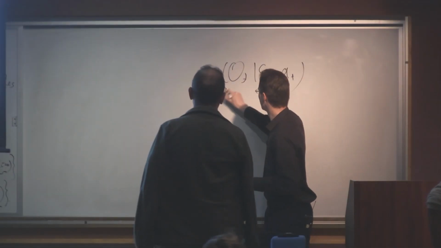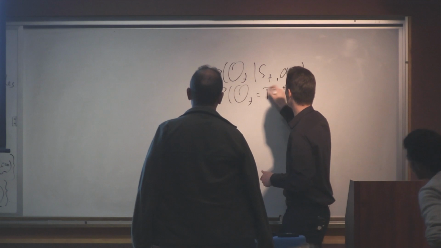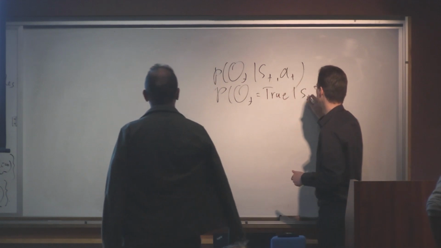Regarding the notation, the script O is not a variable, but an event that we are calling optimal. Script O is a binary random variable, but we always set it to true. So whenever I write P of O_t given S_t, I'm just being lazy. What I really mean is P of O_t equals true given S_t.